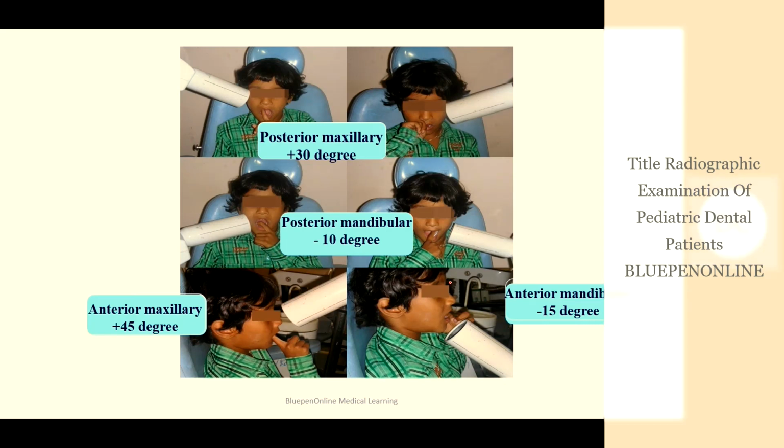It differs slightly in case of pediatric patients. In the posterior maxillary region, the vertical angulation is about plus 30 degree, and posterior mandibular it is about minus 10 degree. In case of anterior maxillary it is plus 45 degree, whereas in case of anterior mandibular teeth it is minus 15 degree. So this is how we position the PID. This is especially for the maxilla, whereas it is tilted like this for the mandible.